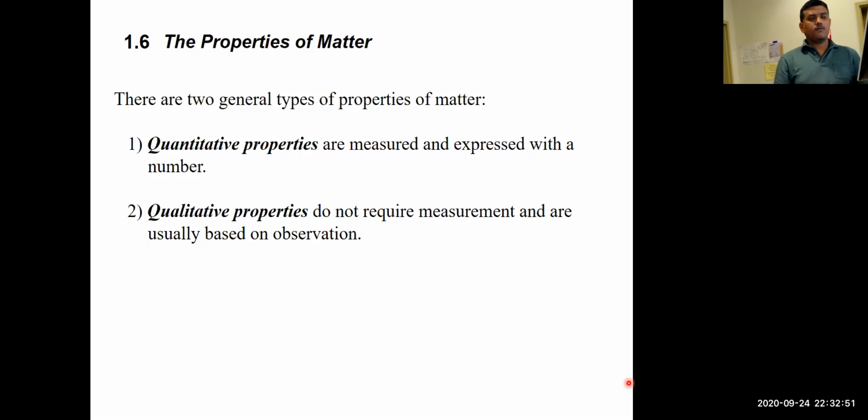Let's say there are two general properties of matter. One, quantitative property, where you can measure something and express it, like you can measure a melting point or boiling point, or you can measure the density. These are called quantitative properties. And qualitative properties, you do not measure, but you just feel them, like you taste them, or smell them, or touch them, and you look at the appearance and the color, these things.